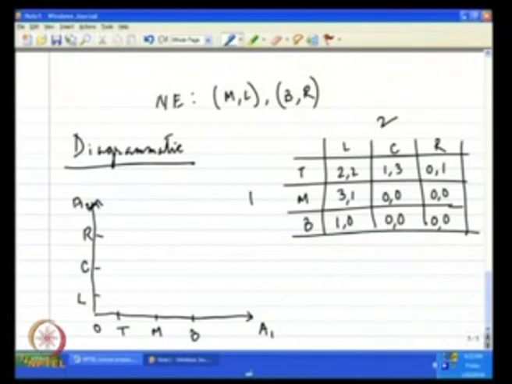Now, given player 2 is taking action L, what is the best response of player 1? It is M. So, here is LM, I put a circle here. Circle is representing the best response for player 1, like B1, A2. If player 2 plays C, then player 1 has one single best response, which is T. So CT, I put another circle here. And if player 2 is playing R, player 1 has all the 3 as best responses. So TR, MR, and BR.